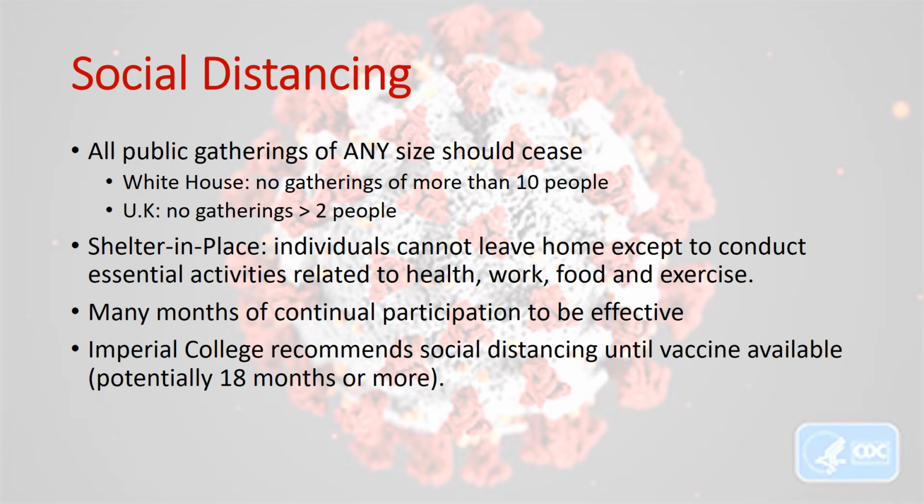food, and exercise. Lastly, it's important to understand and recognize that this is not a short-term problem. It is expected that social distancing will be needed for many months to be effective. The Imperial College recommends social distancing until a vaccine is made available. This could be 18 months.